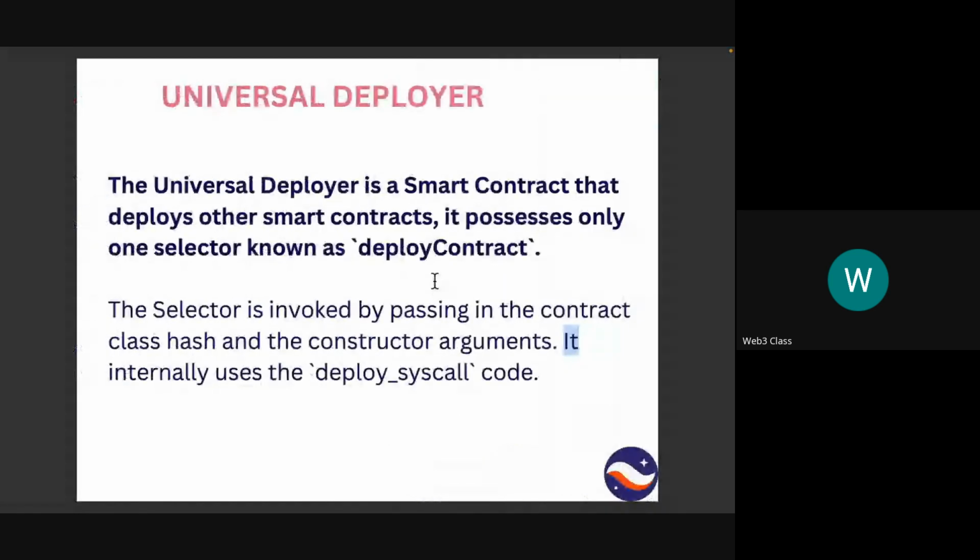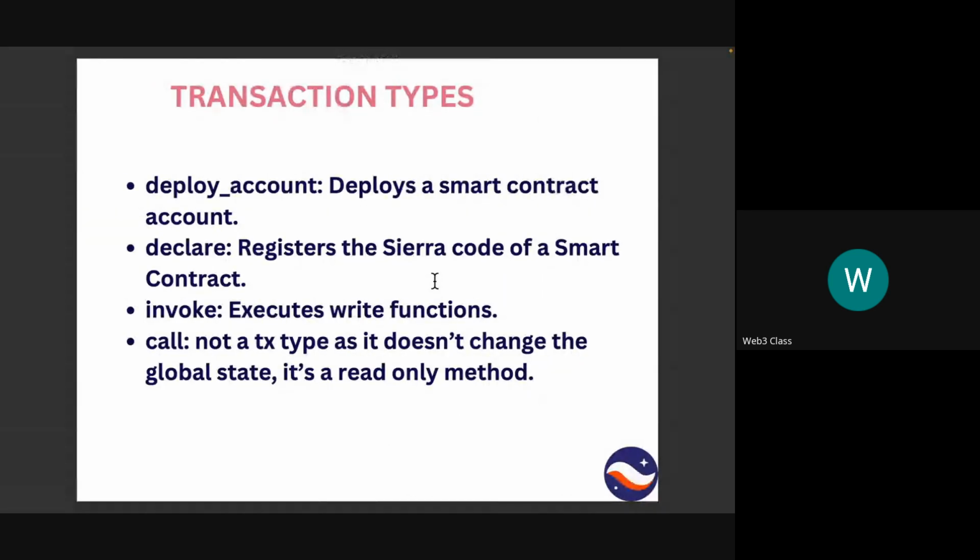Cool. So we have different transaction types on Starknet. Deploy account is a transaction type that helps you to deploy a smart contract account. Just like in Ethereum, you can go to your MetaMask and create a new MetaMask wallet. With Starknet, once you create a new wallet address, you have to deploy that wallet address. You can't use it just like that.